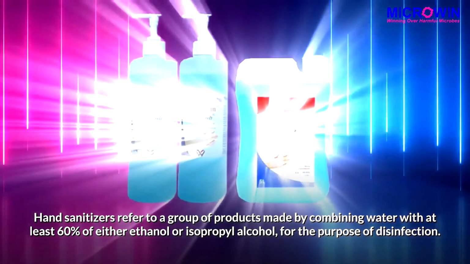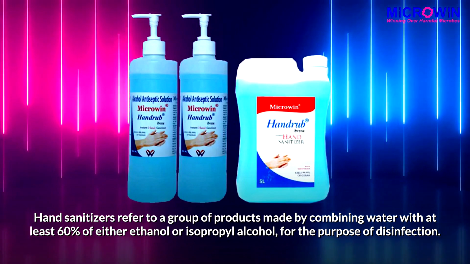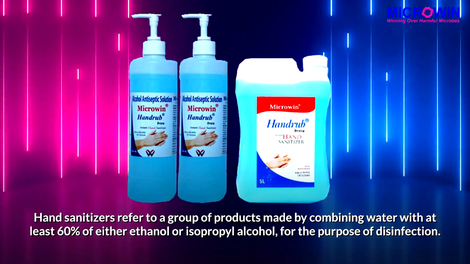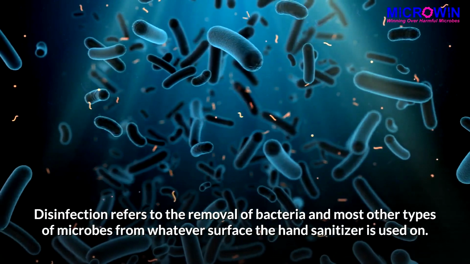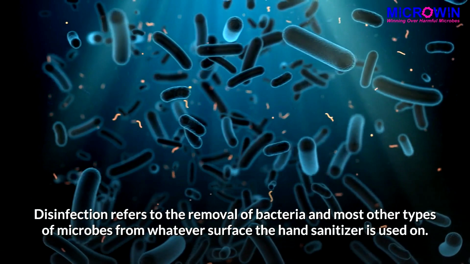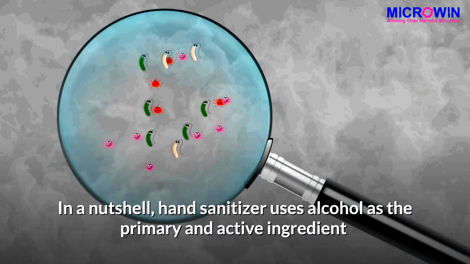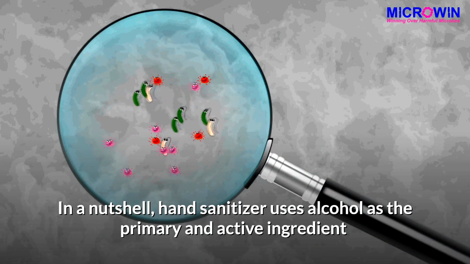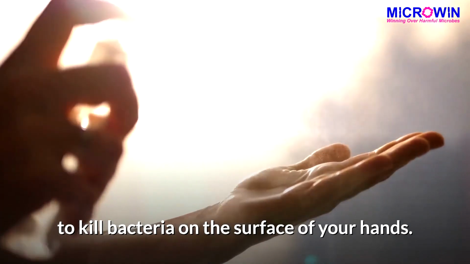Hand sanitizers refer to a group of products made by combining water with at least 60% of either ethanol or isopropyl alcohol for the purpose of disinfection. Disinfection refers to the removal of bacteria and most other types of microbes from whatever surface the hand sanitizer is used on. In a nutshell, hand sanitizer uses alcohol as the primary and active ingredient to kill bacteria on the surface of your hands.